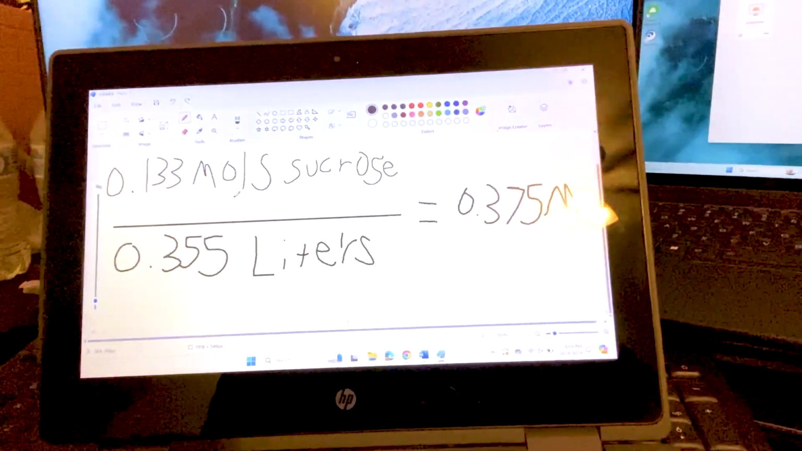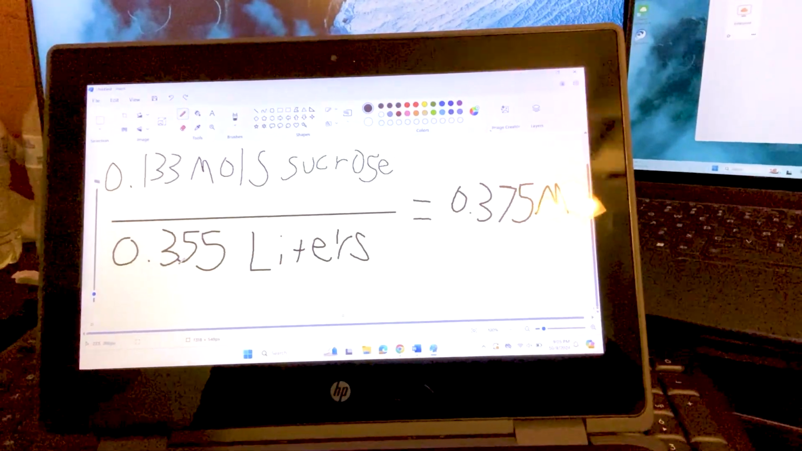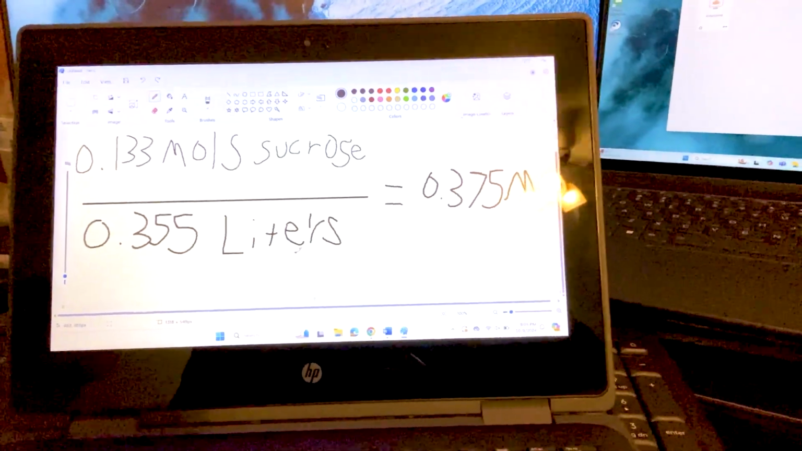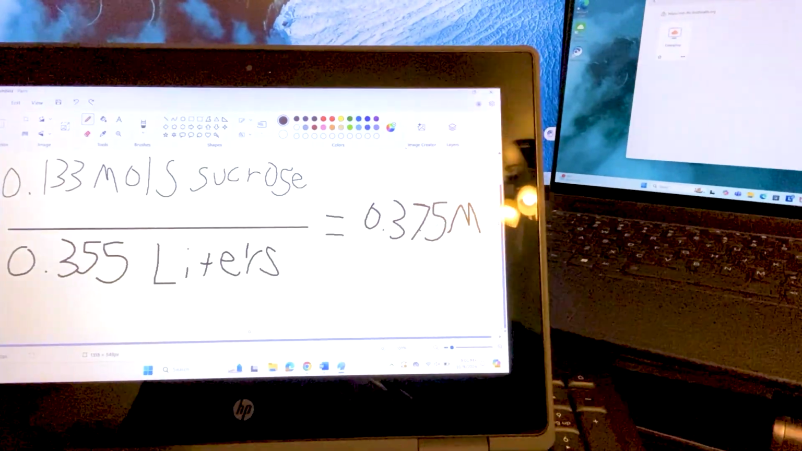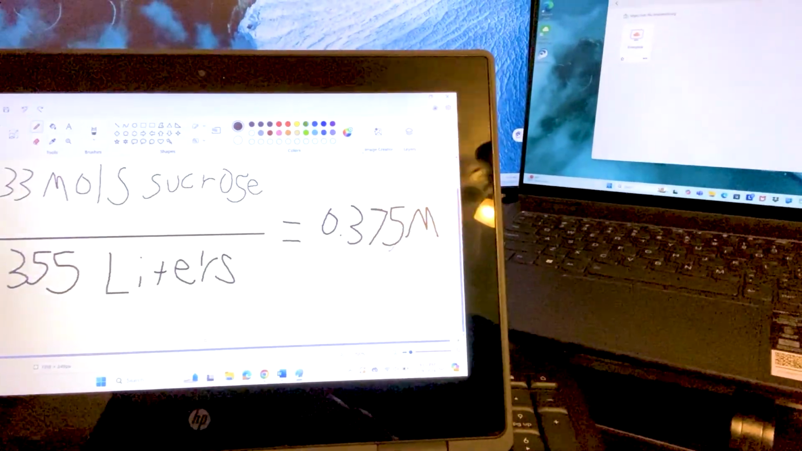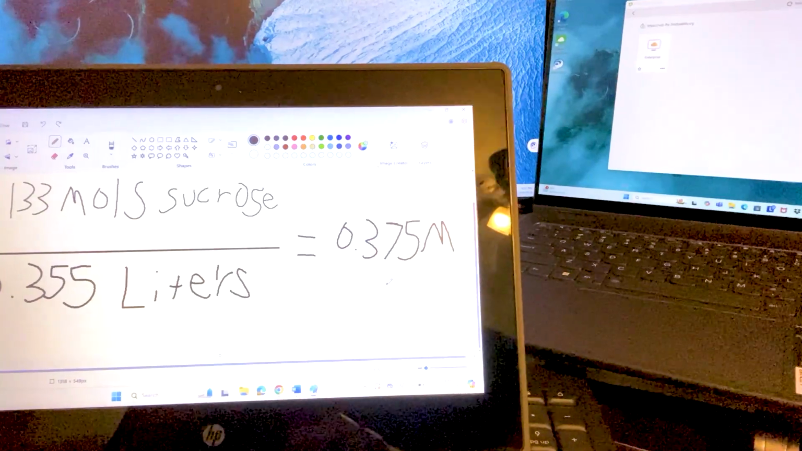We have 0.133 moles of sucrose divided by 0.355 liters of the beverage to equal 0.375 M, which stands for molarity.